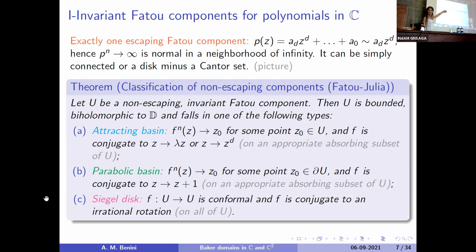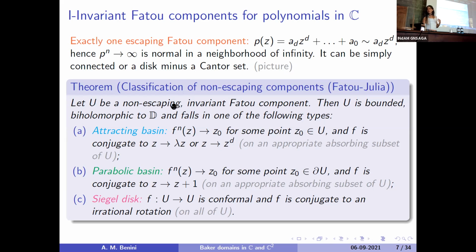So there is a neighborhood of infinity which is contained in the stable set. In this stable set, the dynamics will be that the iterates at every point converge to infinity. And this is called the attracting basin of infinity. It's the only possible invariant escaping Fatou component that you can have. Why? Because as soon as you jump into this neighborhood, you're going to be attracted to infinity. So no other behavior near infinity is possible.